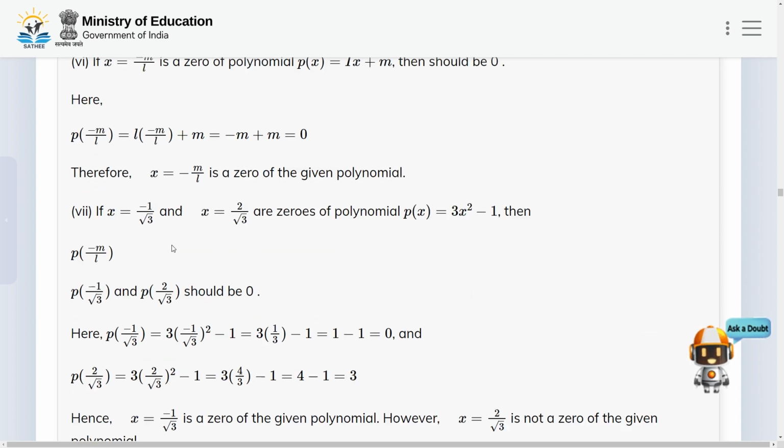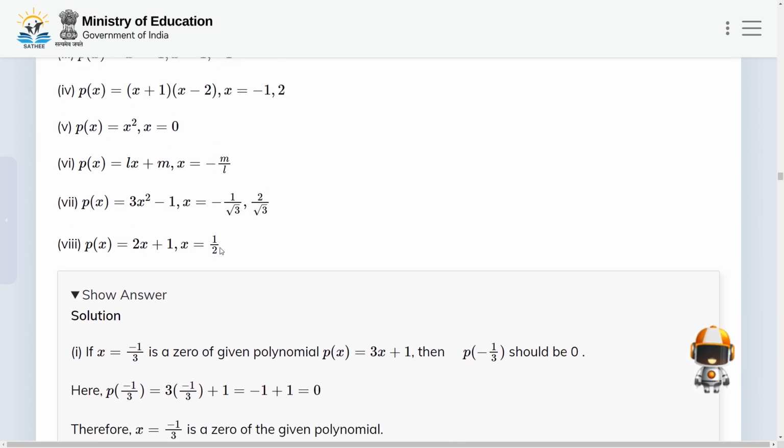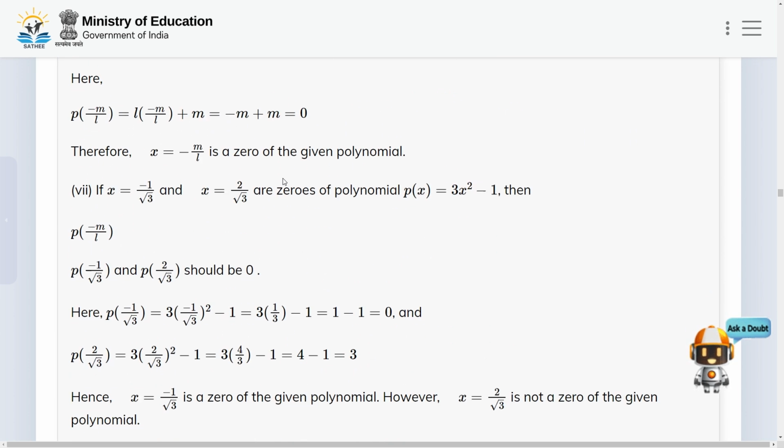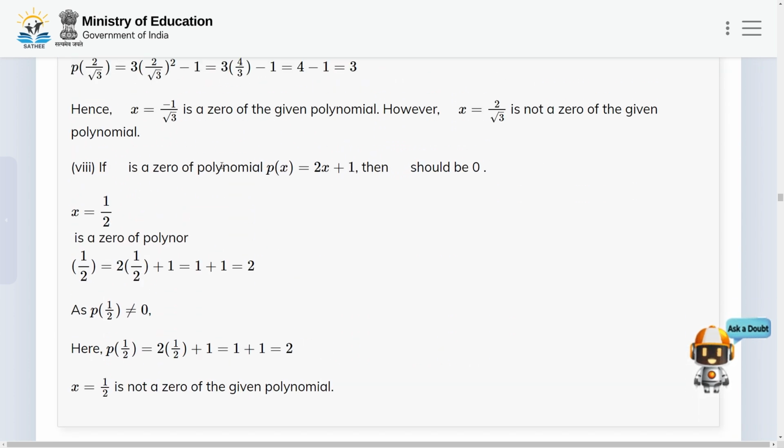So now let us check whether x is equal to 1 by 2 is a 0 of p of x equal to 2x plus 1. Okay, so let us check it. If x is equal to 1 by 2 is a 0 of the polynomial p of x equal to 2x plus 1, then p of 1 by 2 should be 0. Here p of 1 by 2 is equal to 2 times 1 by 2 plus 1, and this is equal to 1 plus 1, and this is equal to 2. So as p of 1 by 2 does not equal 0 here, x is equal to 1 by 2 is not a 0 of the given polynomial.